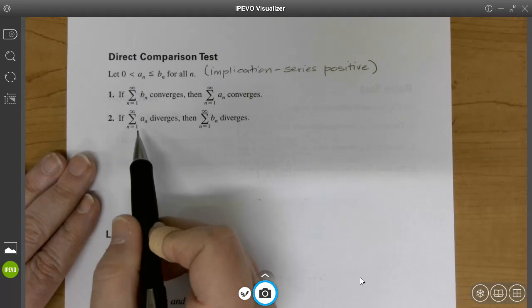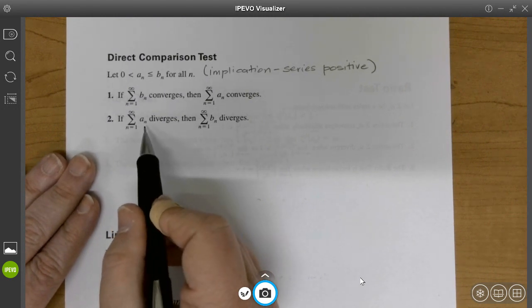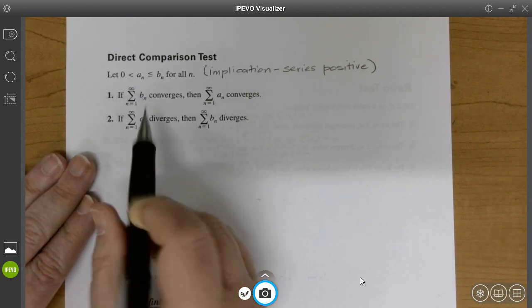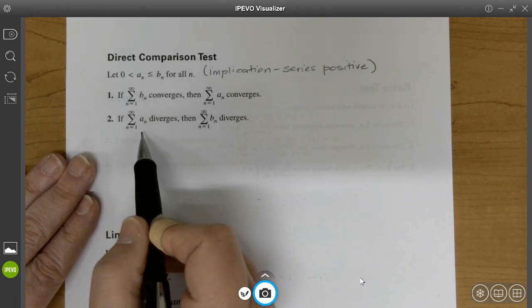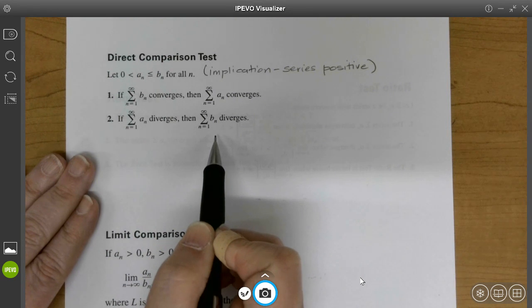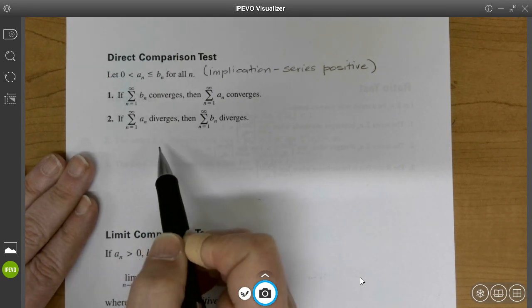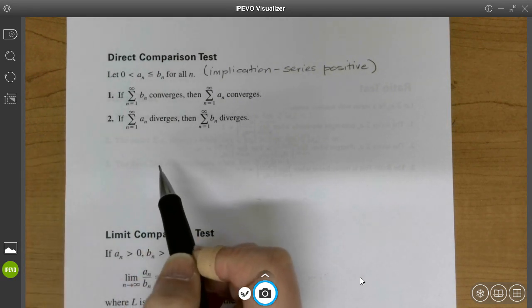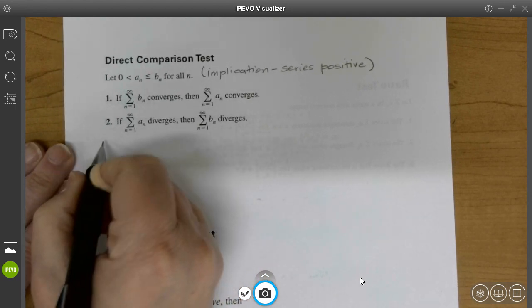And then the second direct comparison would be if I said A diverges. Now remember, A is smaller than B, so if A is smaller than B and A diverges, you can't add it up. If the terms are bigger, you really can't add it up. So if A diverges, so too will B. Okay, so I'm going to do a classic example here.